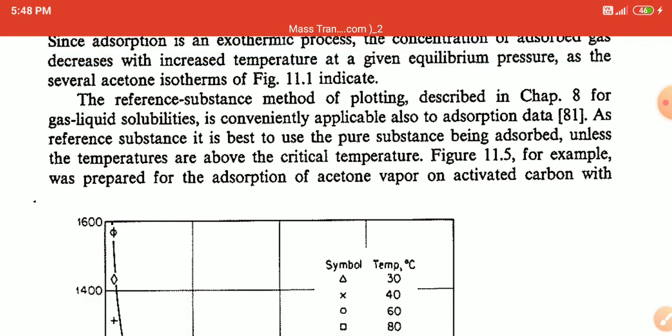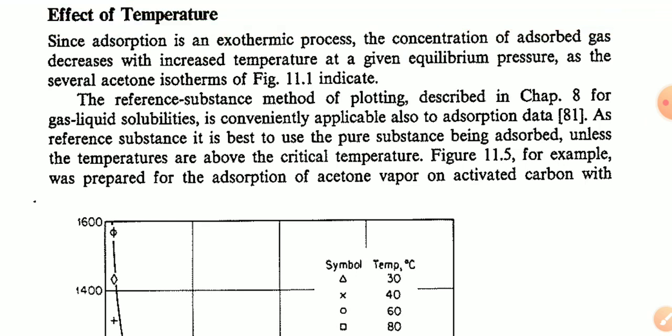At a given equilibrium pressure, as the several acetone isotherms of figure 11.1 indicate, the reference substances method described in this chapter for gas-liquid solubilities is conveniently applicable also to adsorption data. As the reference substance, it is best to use the pure substance being adsorbed, unless the temperatures are above the critical temperature. This is based on figure 11.5.